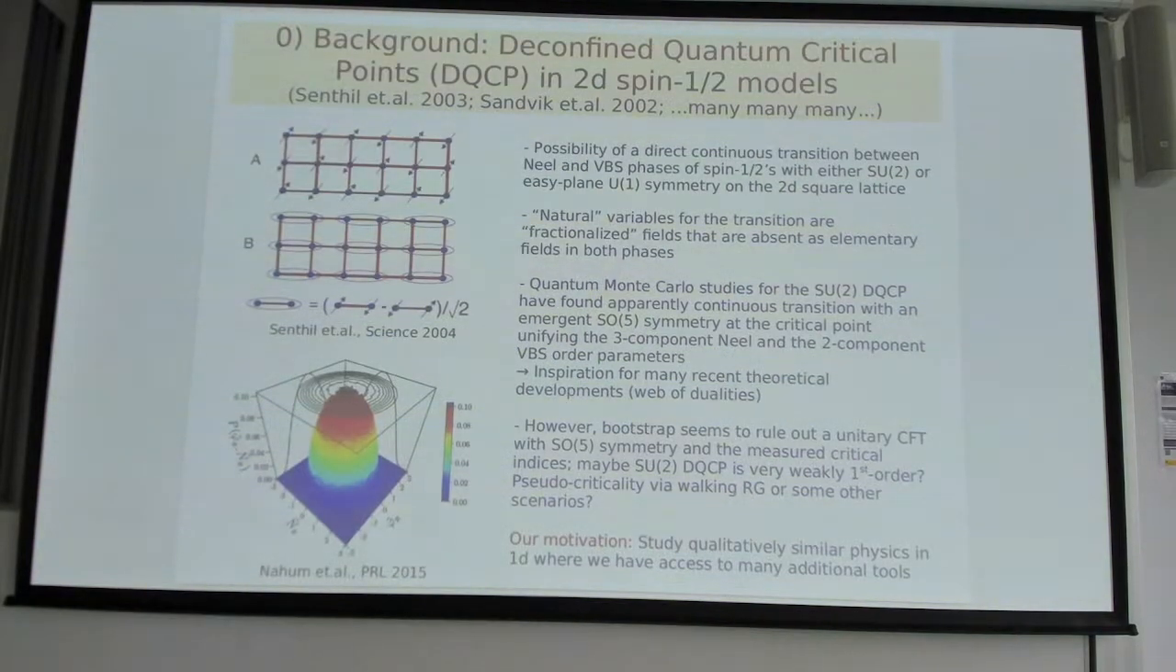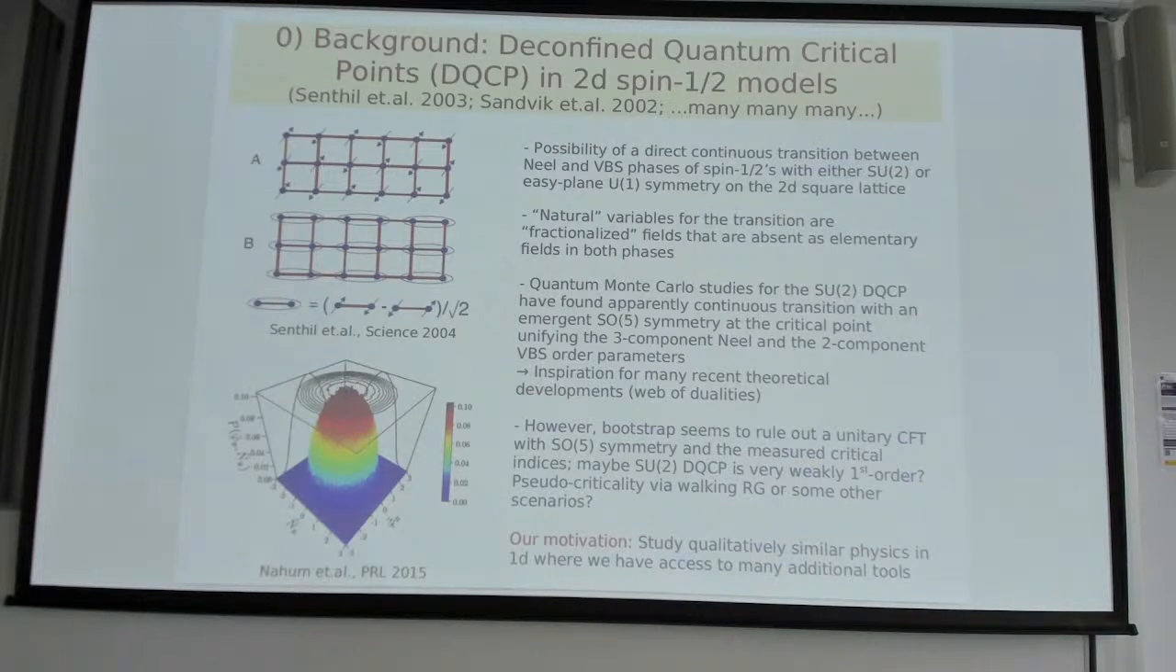So here is the background. DQCP refers to the possibility of a direct continuous transition between phases with incompatible order parameters. Landau would say this transition has to be first order, but it was proposed that maybe in quantum systems these transitions can be continuous. The specific example is the transition between Néel and VBS phases of spin 1/2 on the two-dimensional square lattice.